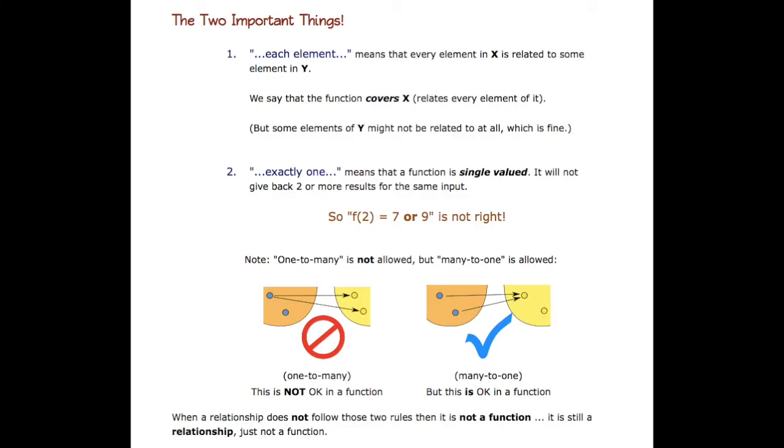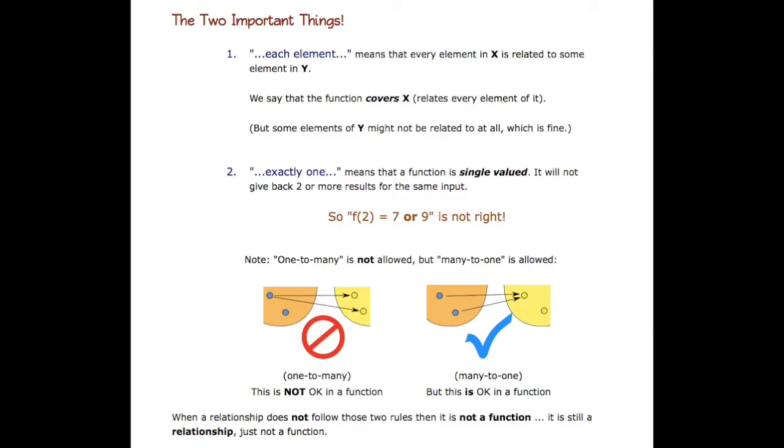First is each element means that every element in X is related to some element in Y. We say that the function covers X, relates every element of it, but some elements of Y might not be related to at all, which is fine.